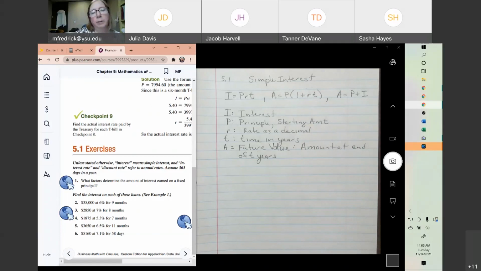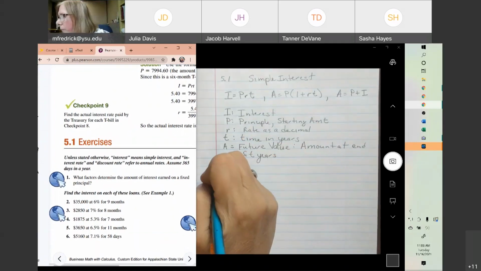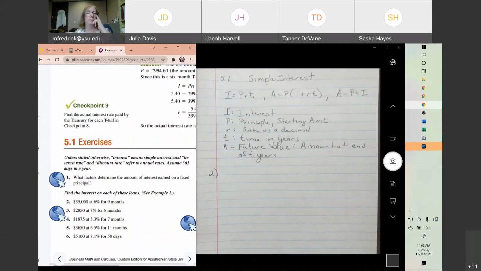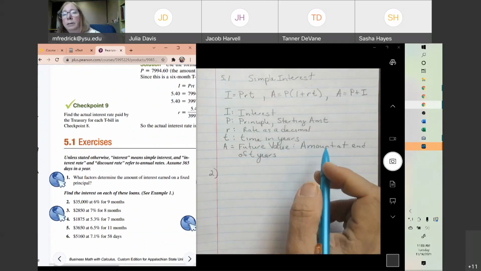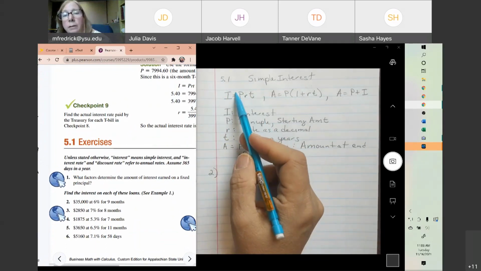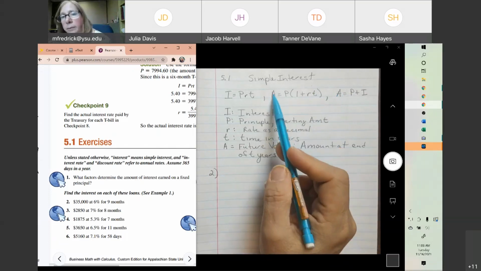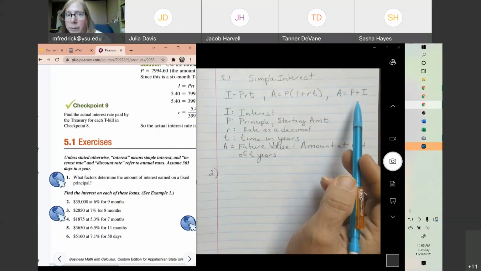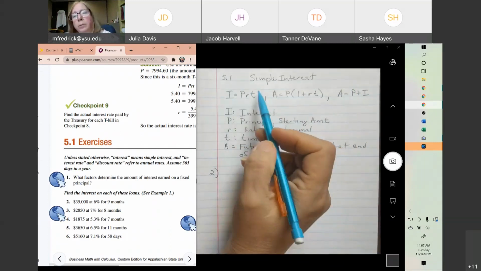I picked problems similar to the homework and ones that you would see on the exam. We look at number 2. It says find the interest on each of these loans. So find the interest on $35,000 at 6% for 9 months. If we're looking for the interest, then we're using this formula. Because this one, we don't know the future value. And here, if we find future value, then we're still going to have to use another equation to find interest. So look at what you're given and what you're looking for. Since we want interest, we'll use this one.